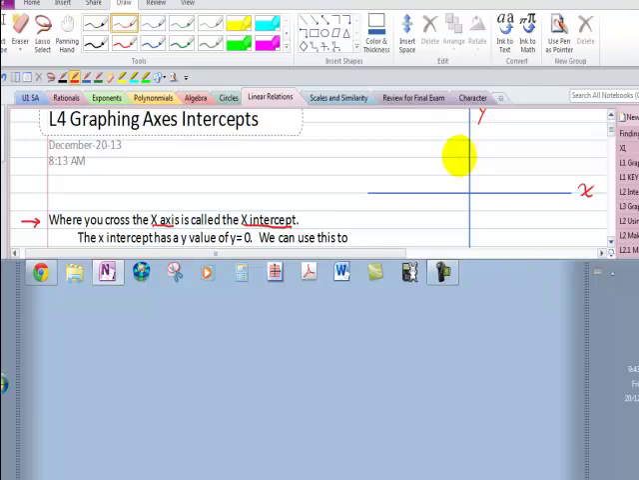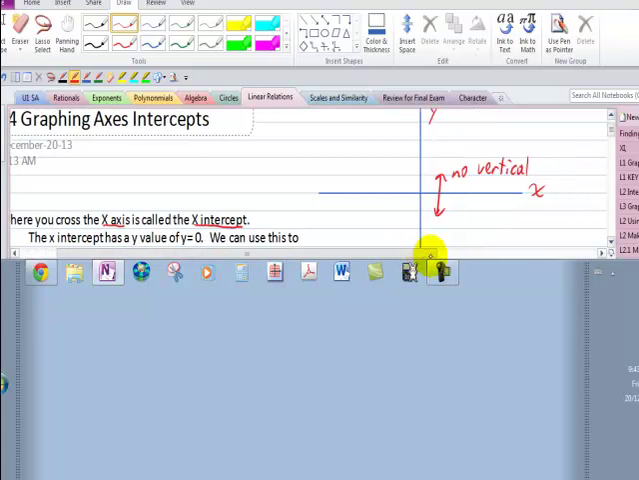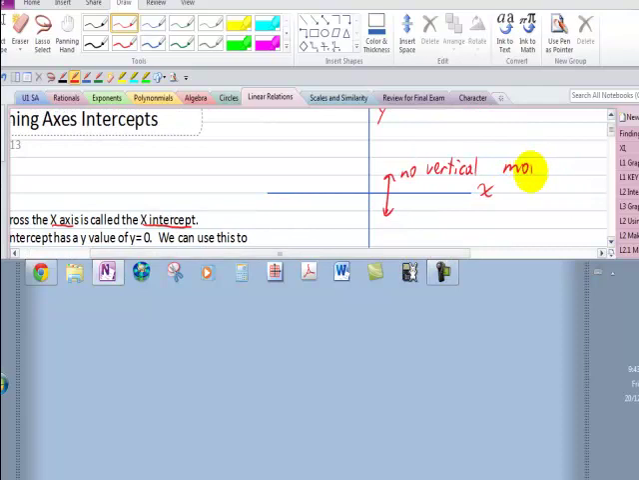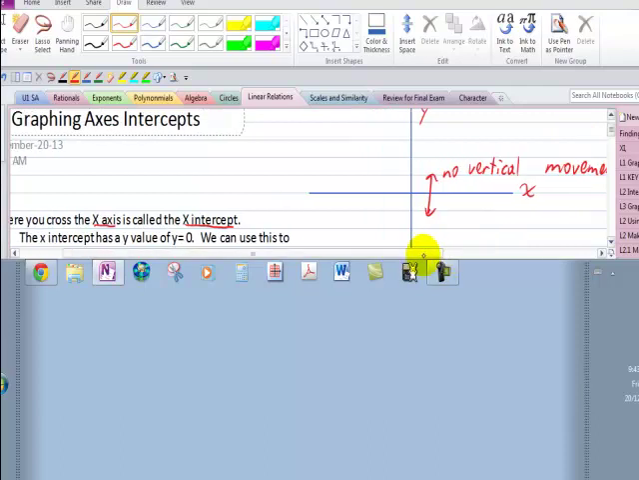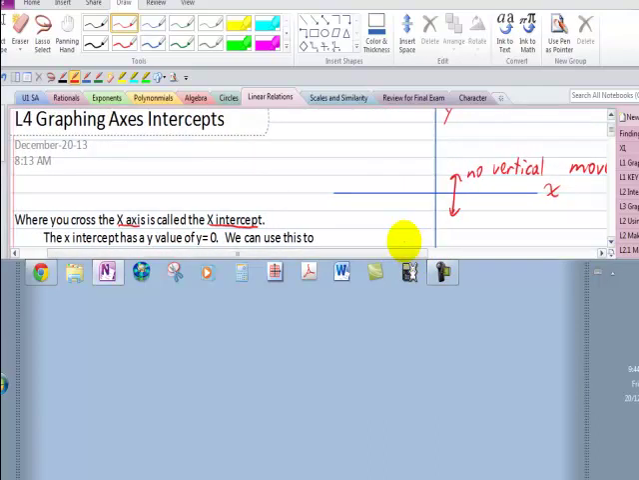X-intercept means that you don't go anywhere left or right. You don't go anywhere up or down. So there's no vertical movement whatsoever. And that's why y equals 0, because we do not go up or down.